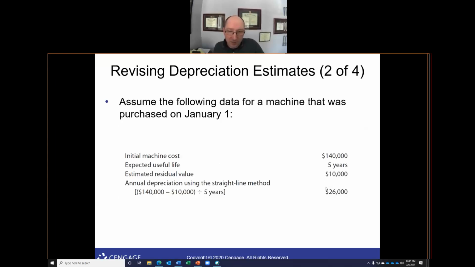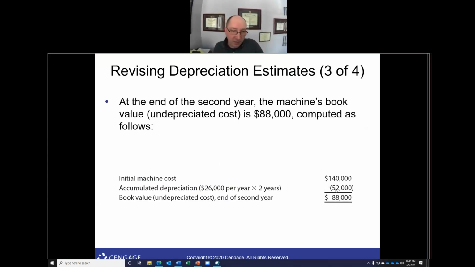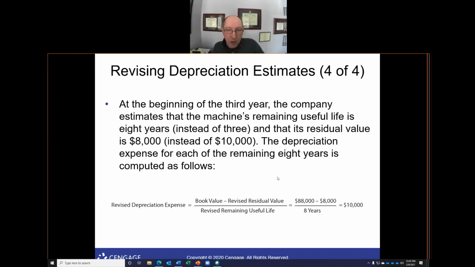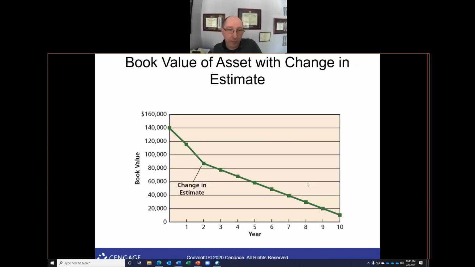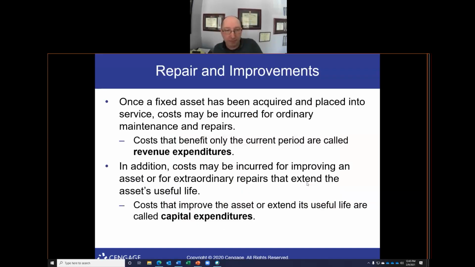140,000 minus 52,000 for 2 years. So this is the end of year 2. Let's say I end up replacing something to extend the useful life. I then have to revise my residual value. That's basically what that tells us.